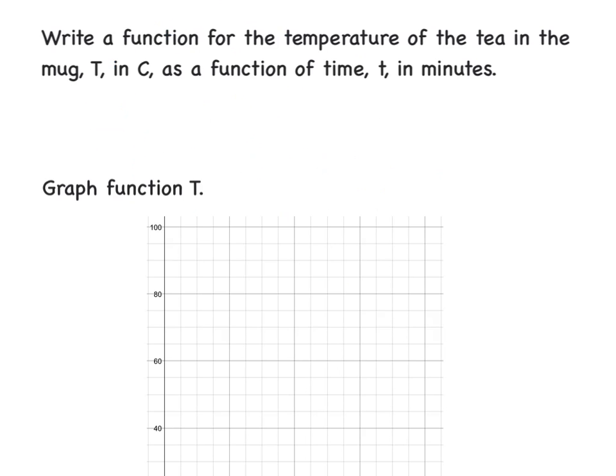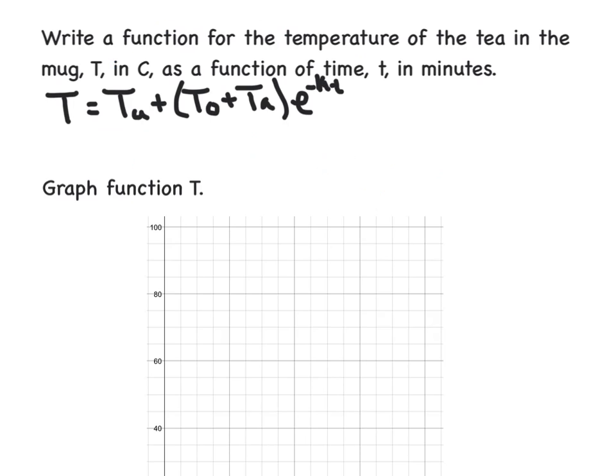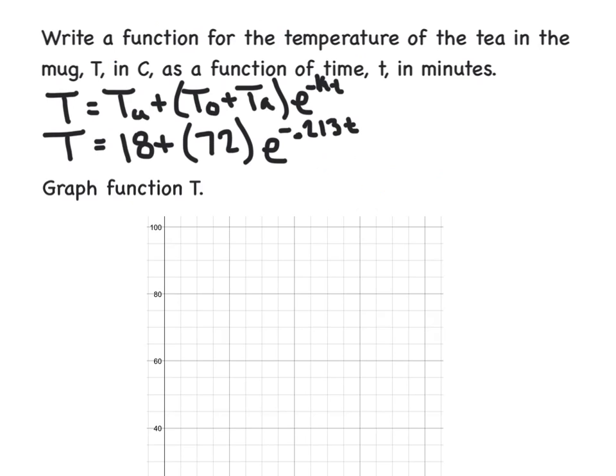Here they want me to write a function for the temperature of the tea in the mug, represented by capital T. Just to recap what Newton's formula says, capital T is going to be T sub A plus T sub O minus T sub A times e to the negative kt. Anyway, if I plug everything in as I know it, we know that the ambient temperature was 18. And then we did 90 minus 18 to get 72. And now we've got e raised to the negative 0.213t power. So that's the equation.